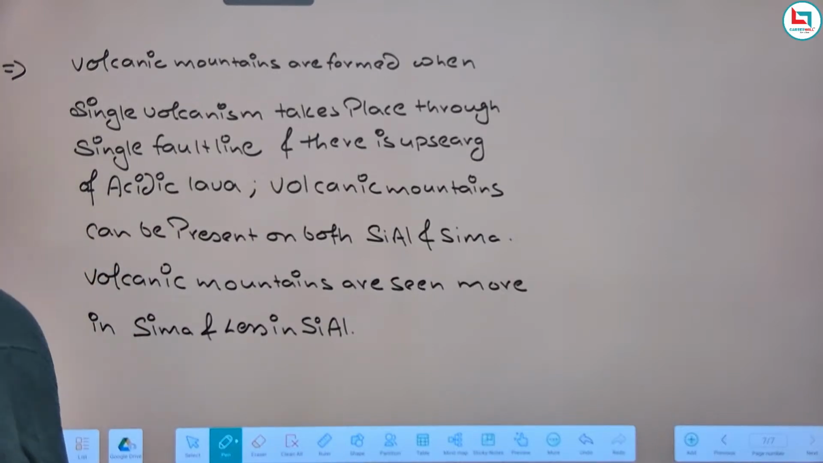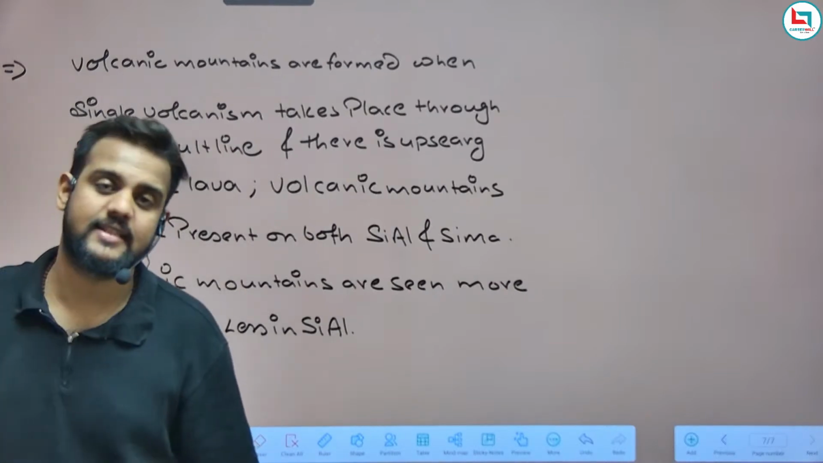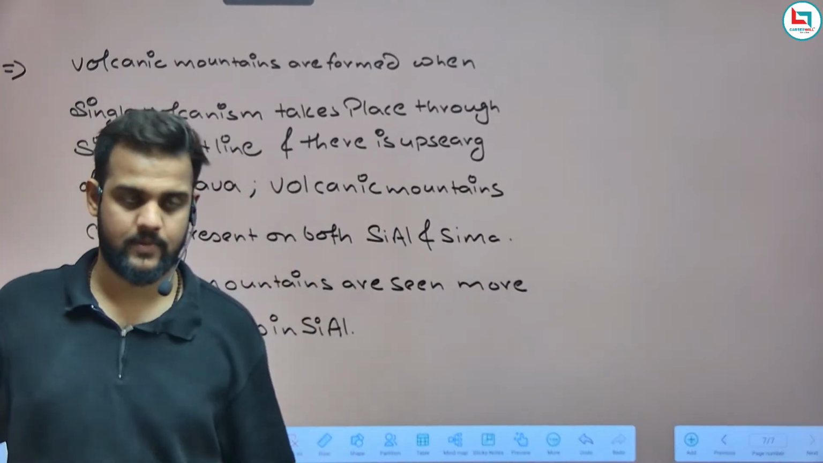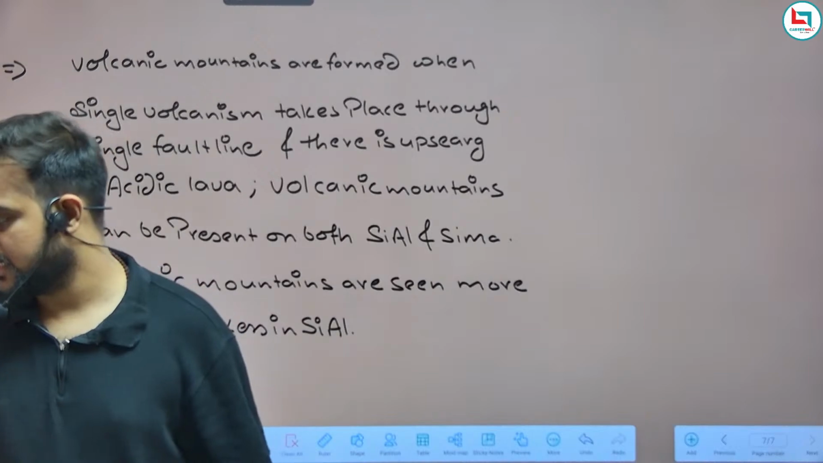Now guys, we have the best example of volcanic island, that is the Andaman and Nicobar. And the biggest volcanic mountain of the world is Mauna Loa, and it is present in the Pacific Ocean. Mauna Loa technically stands at a height of 10,000 meters, and above Mauna Loa is the presence of the USA state, that is Hawaii. Okay, so these are the cases.